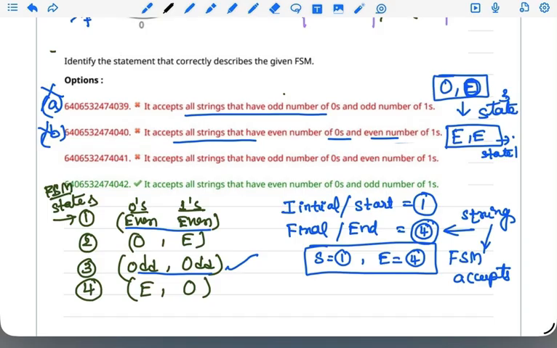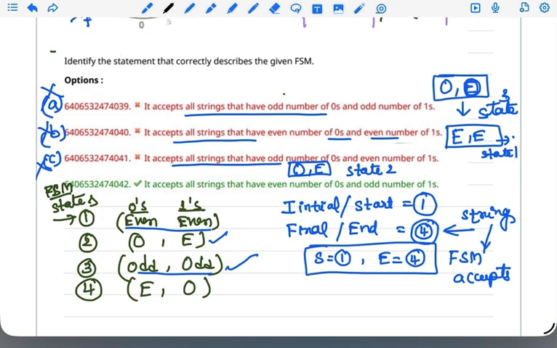Next, the third option accepts all the strings that have an odd number of zeros and an even number of ones, right? An odd number of zeros and an even number of ones is state 2. This is also an intermediate state, so it does not accept the strings.